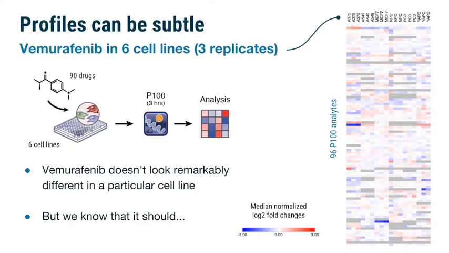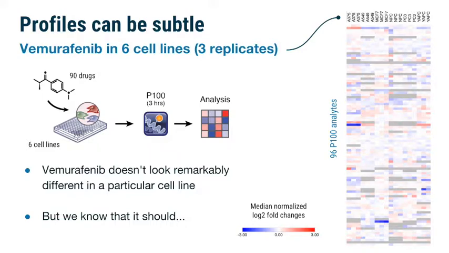And this is part of a much bigger matrix that was a big data set that we made: 90 drugs in 6 cell lines profiled with P100, and actually 2 other assays, which I'll hope to get to later, but for our purposes, we're just looking at the P100 data. So it's 540 perturbations altogether, and this is just one part of it.